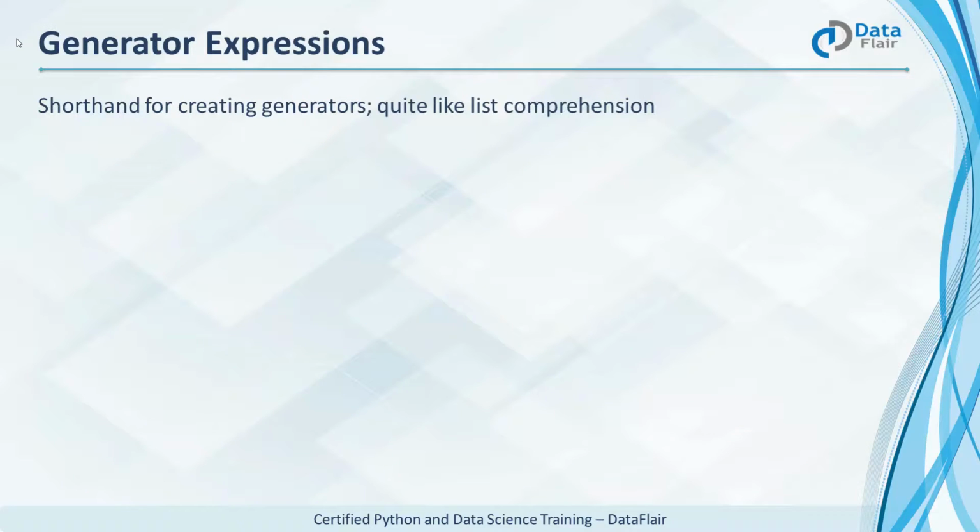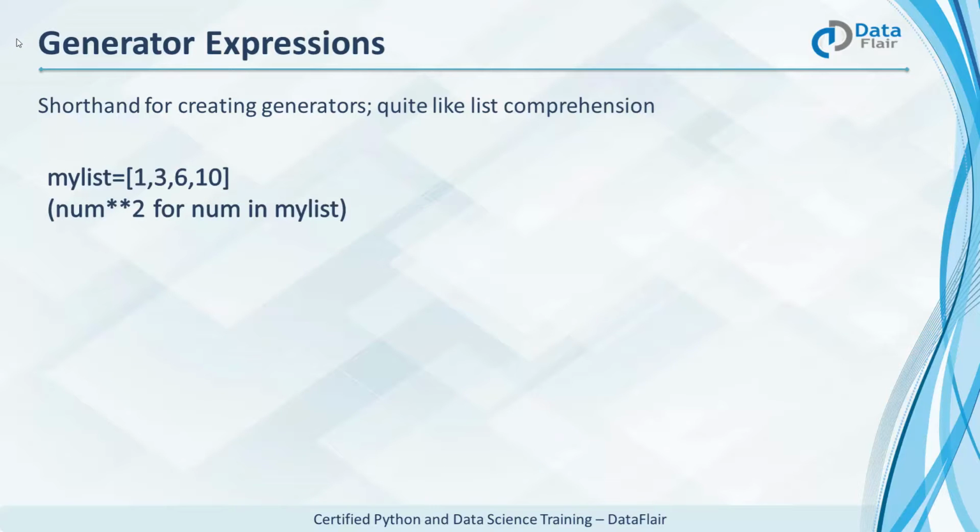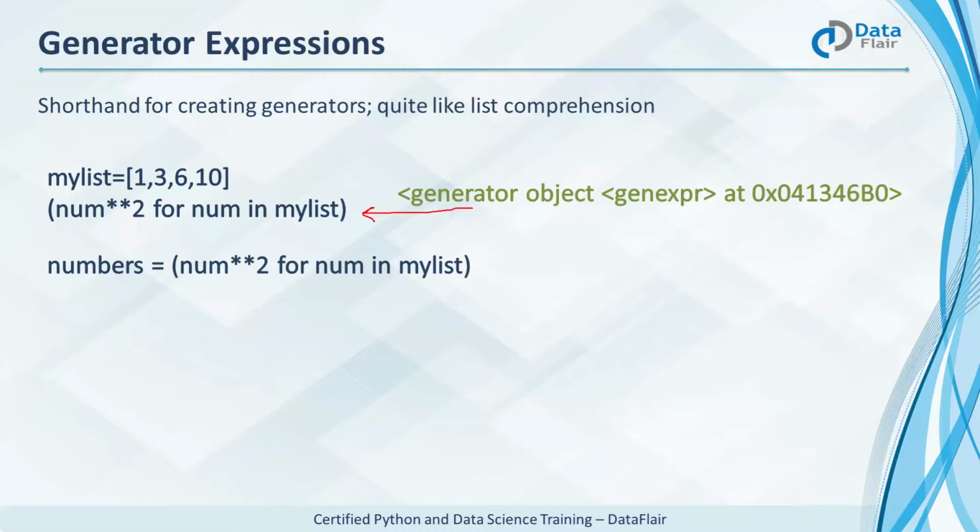To create a list quickly, you can use a list comprehension. We have a shorthand for creating generators as well. This is my list. This is how we create a generator expression. Yield square of num for each num in my list. We can call this numbers.